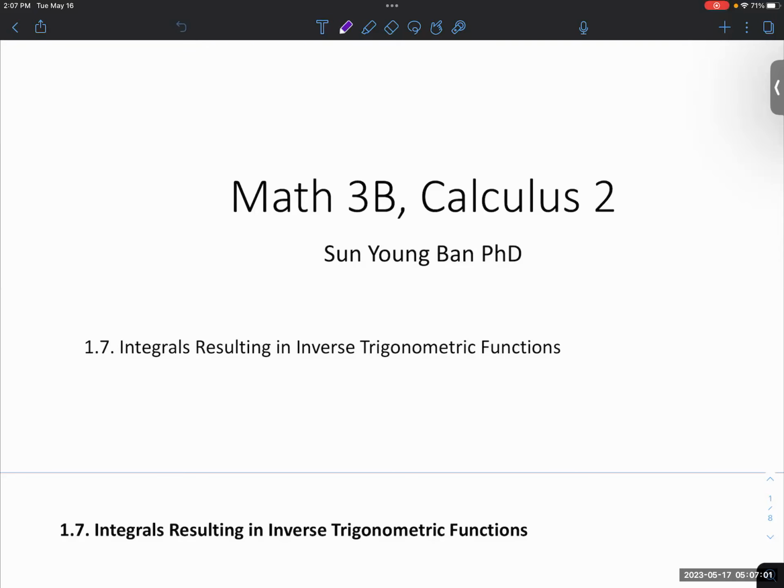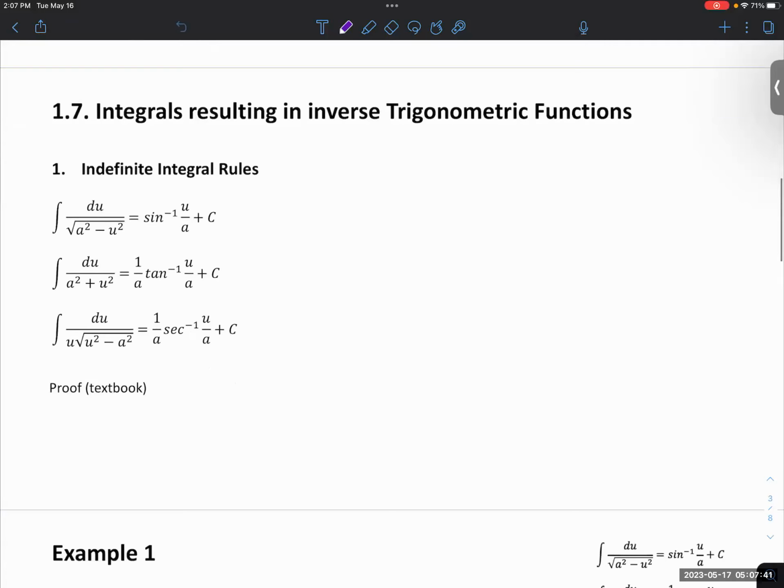So in this video, we're going to talk about 1.7, integrals resulting in inverse trigonometric functions. We've been talking about many different types of functions, and depending on the function, the technique of integration is slightly different. Do you remember, if we are dealing with a composition function, you're going to use substitution. And if you have a log function or exponential function, there are particular techniques we're going to utilize. What we're going to do today is focus on inverse trigonometric functions and their relationship with the integral. I'm going to show you three important techniques.